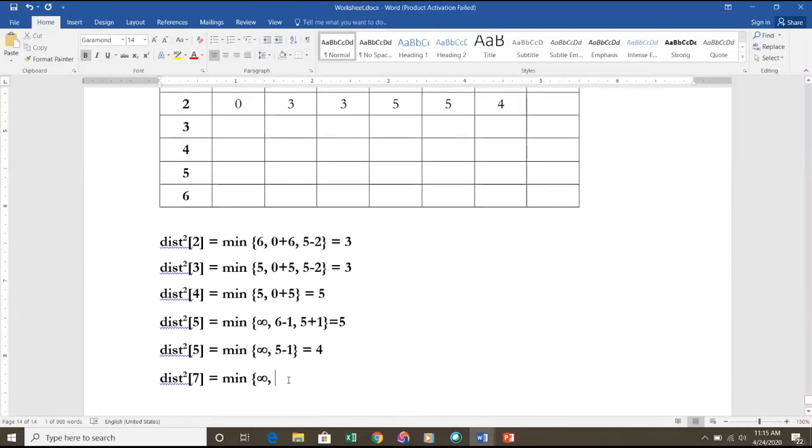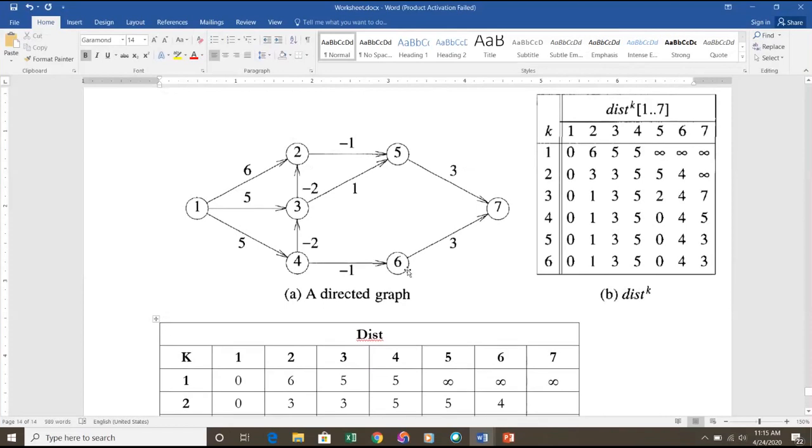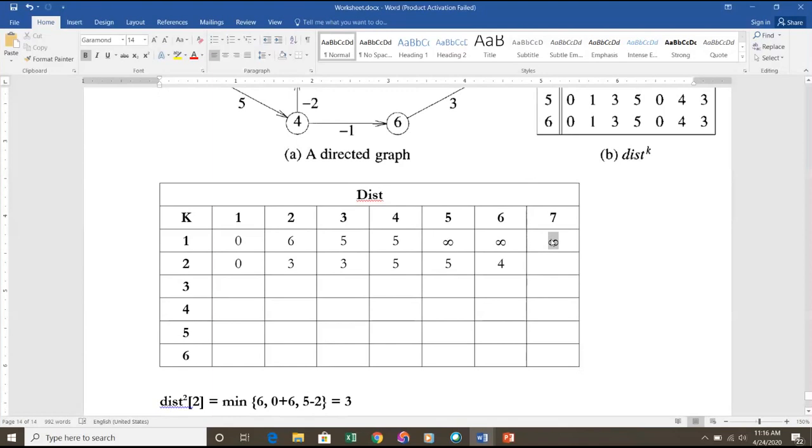So it is infinity plus 3, comma. What is the other one? It is 6. What is the cost of 6? Once again, infinity, infinity plus 3. Same value. So what is the value? The value is once again infinity, because the minimum is infinity itself. Directly we can write infinity here.